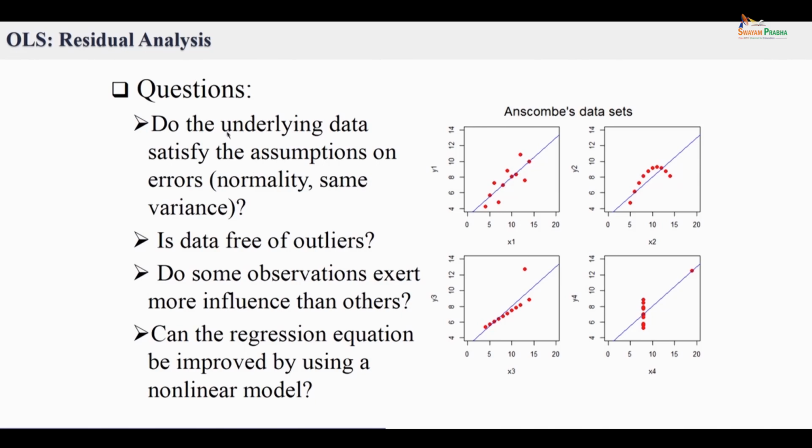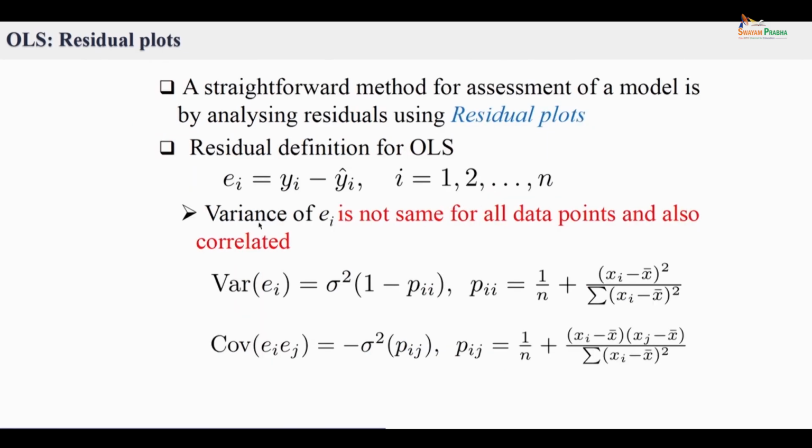So I am going to only address the first two questions: whether the errors are normally distributed, whether they have equal variance, and whether there are outliers in the data. These things we will address using residual plots. So let's illustrate this with the Anscombe dataset and also another dataset.